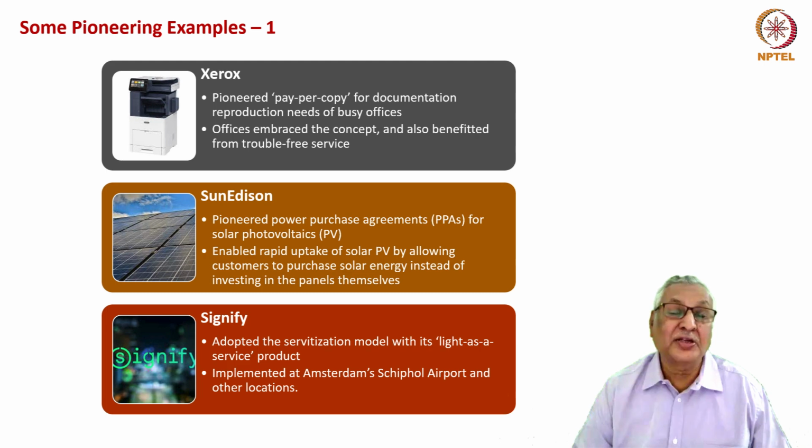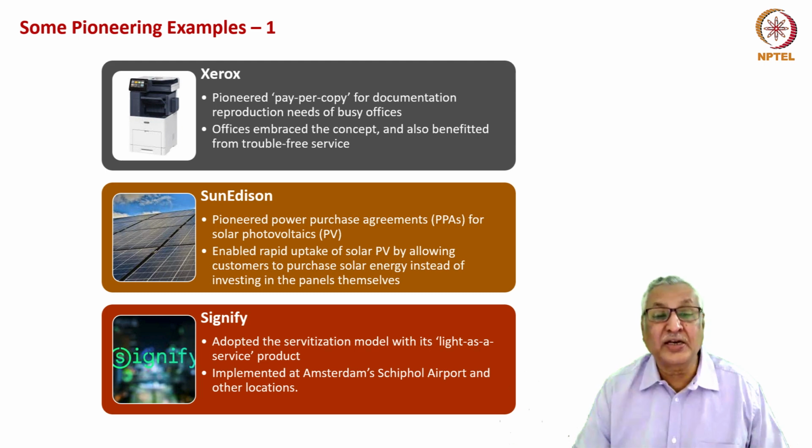There are several pioneering examples of servitization. Photocopying has been the earliest model of servitization. Xerox, the leading photocopy machine maker globally, pioneered paper copy for documentation reproduction needs of busy offices. Offices embraced the concept, they loved the concept, and also benefited from trouble-free service. And as the photocopy machines got upgraded from time to time, Xerox was also upgrading the machines from time to time. The second example is that of Sun Edison.